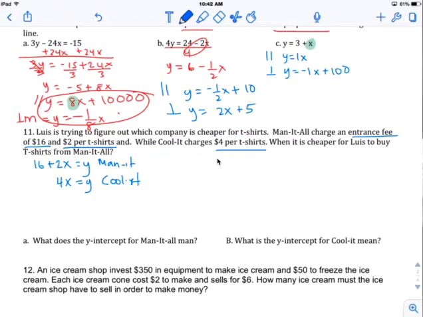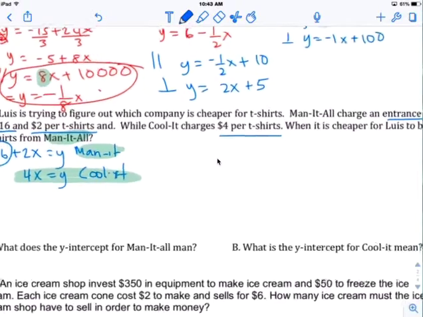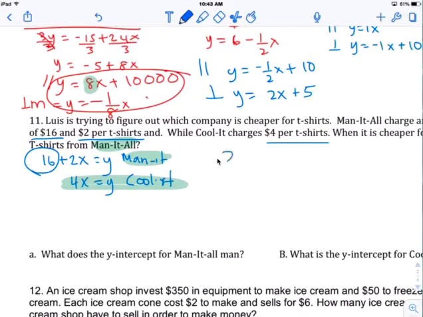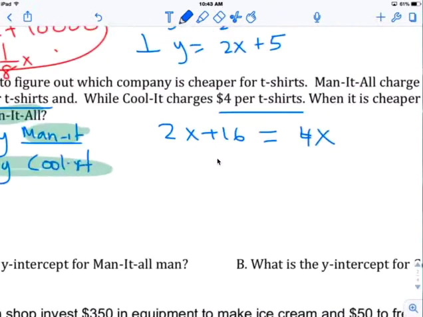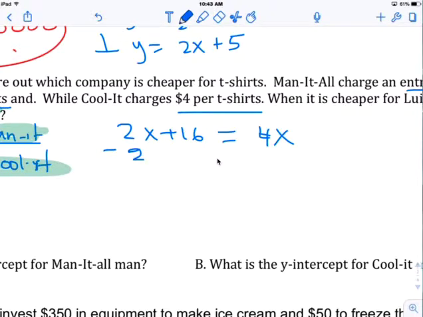When is it cheaper for Luis to buy from Manit? Okay, when is it cheaper? First, it starts out with Cool-It's cheaper because there's no entrance fee, right? So let's see when it will be cheaper. 2x plus 16, we're going to make it equal to each other, 4x, right? We want to know when it costs the same. After it costs the same, Manit's going to be cheaper.